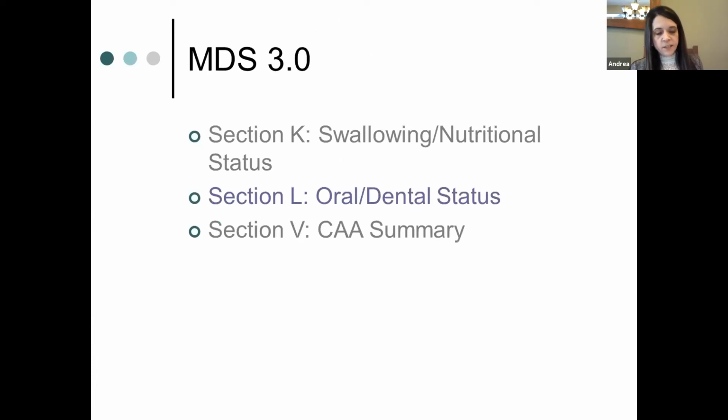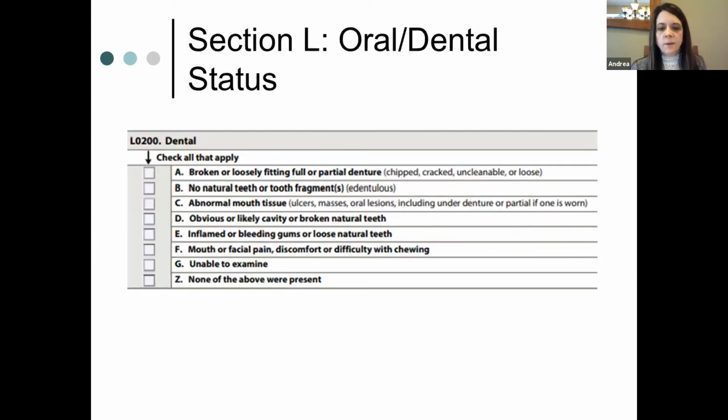There are other sections in the MDS that you would want to be aware of. I didn't copy that one off, but Section L is oral and dental status. At one time, one of the questions about difficulty chewing was moved from Section K to Section L. And so if you have the nurse fill that out, I'm always very cognizant of that.